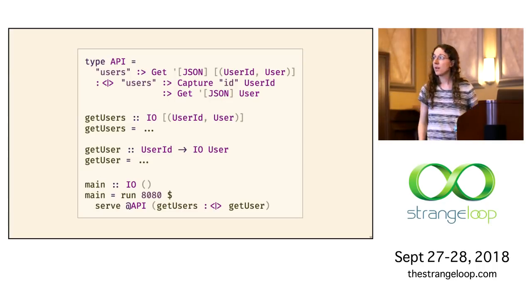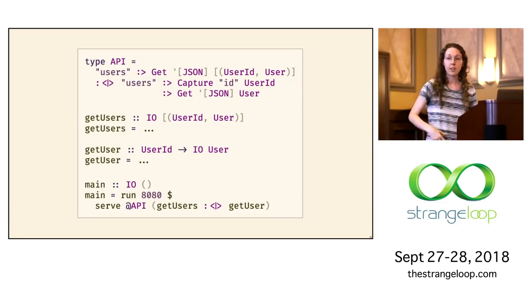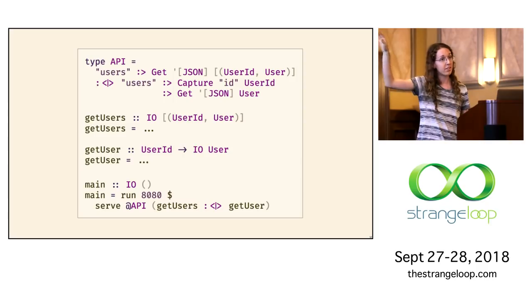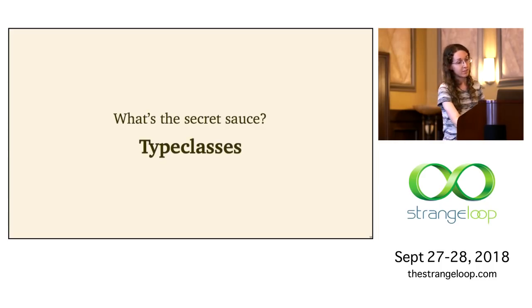So there's clearly some kind of code generation going on here. There's something macro-like going on here, despite the fact that we weren't able to define a nice new syntax for it. It's maybe not as nice, but there's something really interesting happening here. So the secret sauce to all of this is type classes.